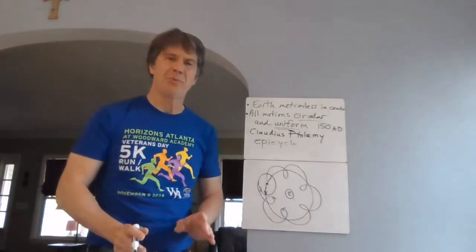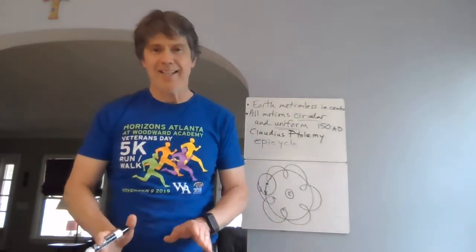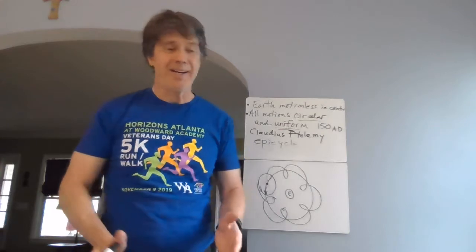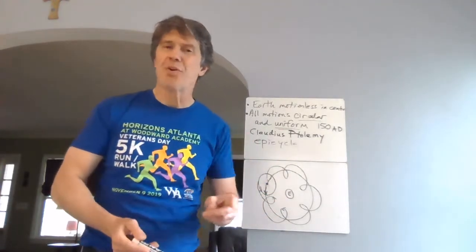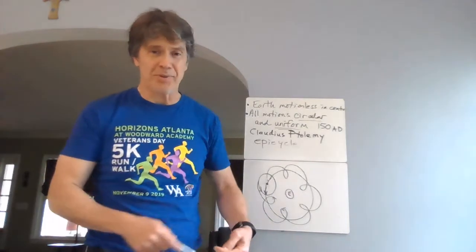Ptolemy has now explained retrograde without making anybody stop and turn around and back up. Everybody goes the same way. It's just more than one circle. It's a circle on a circle.